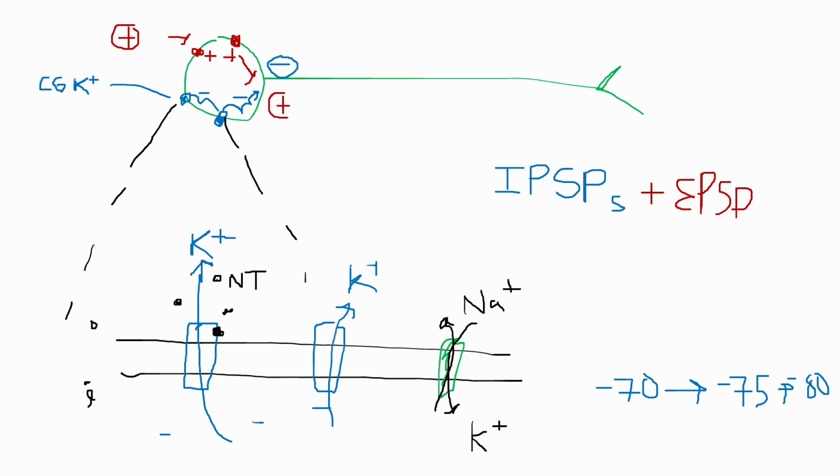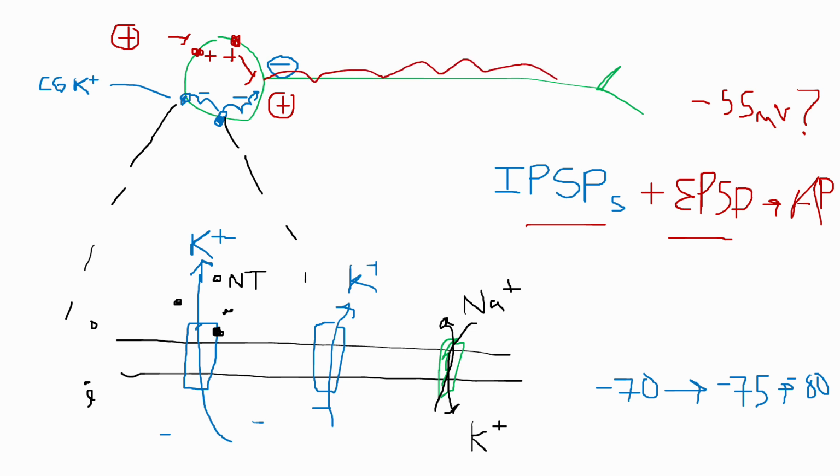Well, it's going to be the summation of all your IPSPs and your EPSPs that tell us whether we get an action potential or not. Do we hit that negative 55 millivolt threshold? It's the culmination of all these EPSPs and IPSPs that tell us if we hit negative 55, then we get that action potential. So it's the summation of IPSPs and EPSPs at the trigger zone, or the axon hillock.